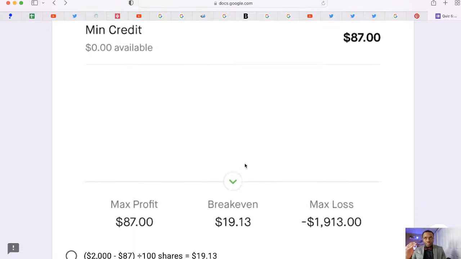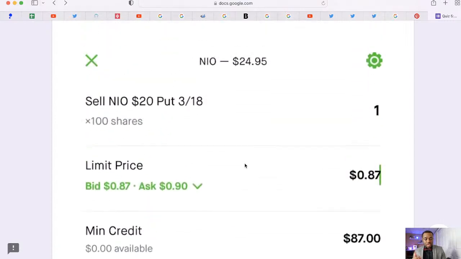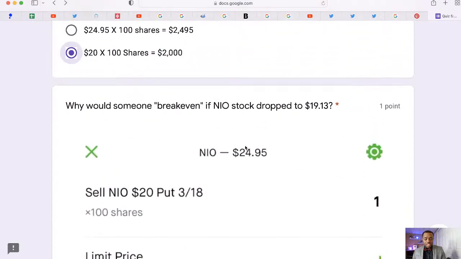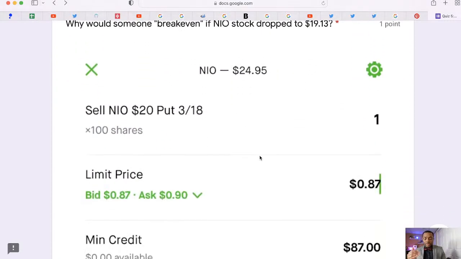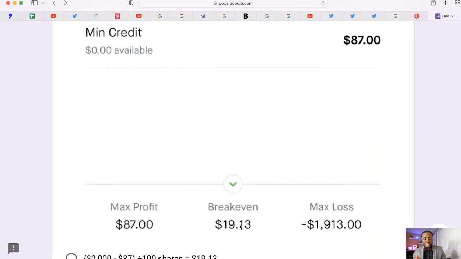So if NEO was to drop in stock price from this $24.95 all the way down to 19.13, at that point we would break even and no longer be profitable, right? We'd just be at break even, and anything below that, you would start to be at a deficit and potentially lose money here, right?